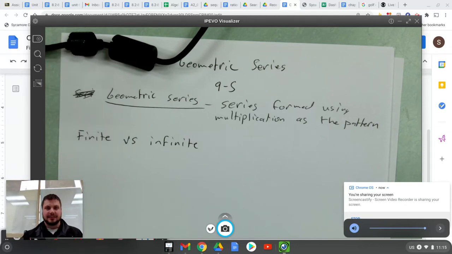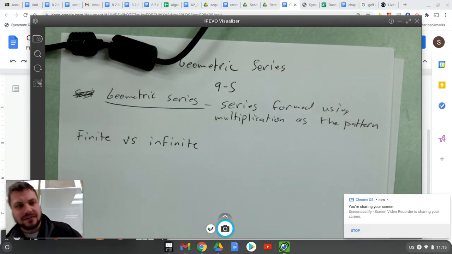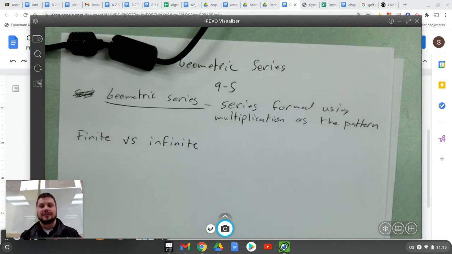All right, guys, last section here in chapter 9, which is on sequences and series. This is on geometric series. So, of course, a geometric series, just like a geometric sequence, is formed using multiplication as the pattern. And that means that it can also be division, okay?